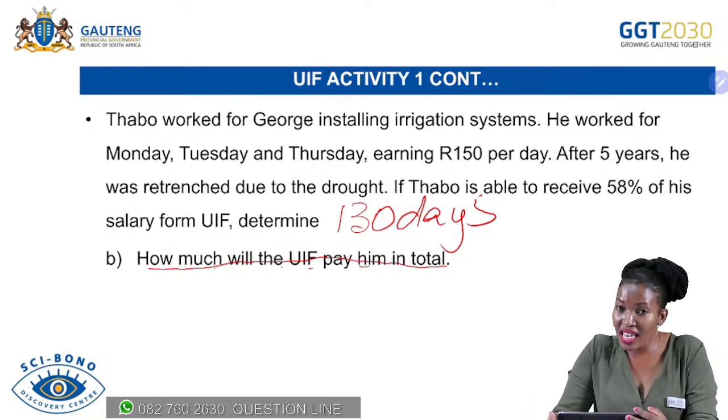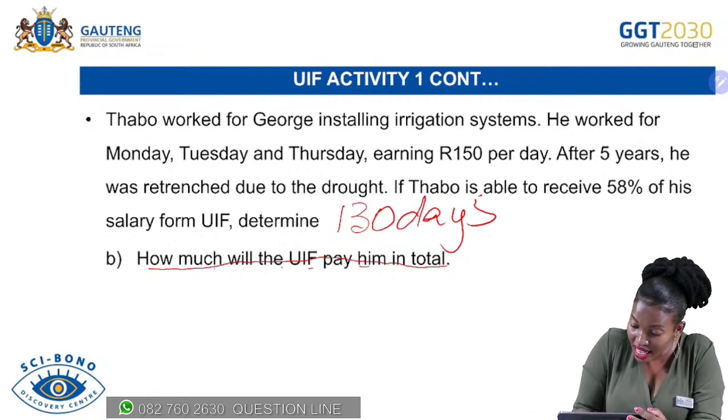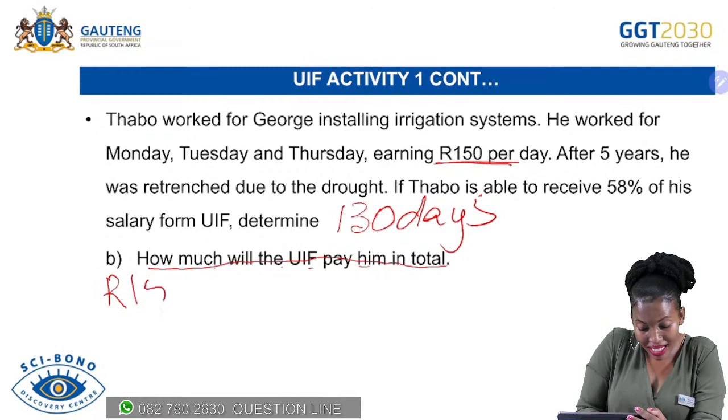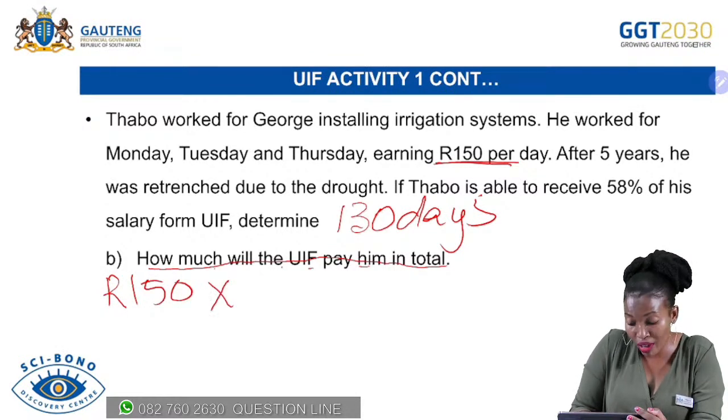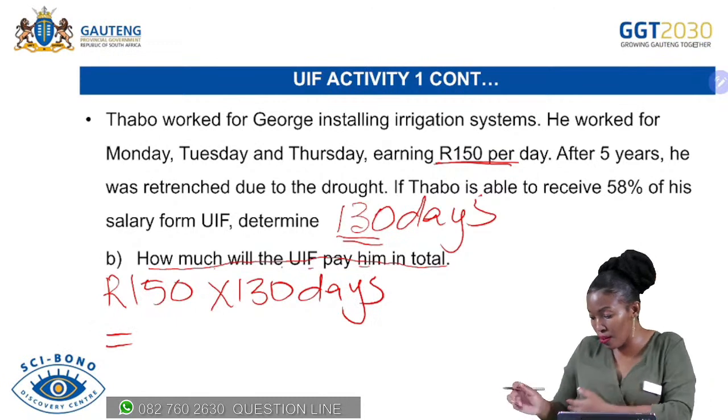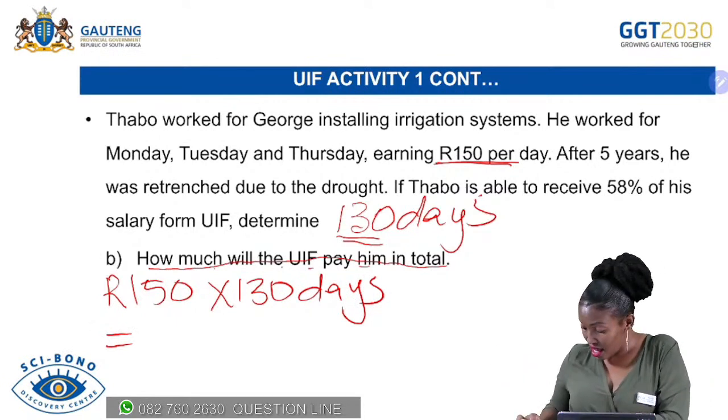Remember, how much is he earning, this person, per day? He is earning 150 per day. So we will say 150 per day, times, but in this case we are working with how many days? 130 days.